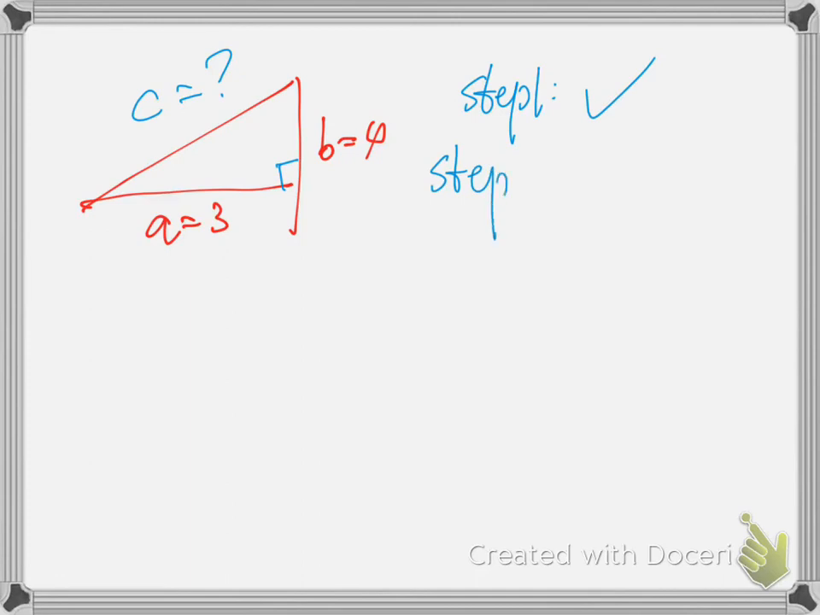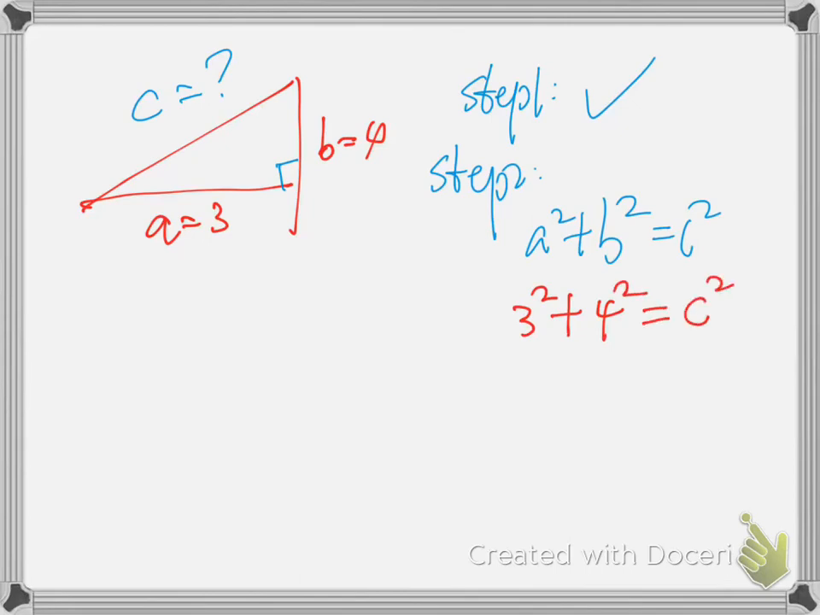Step 2 is the Pythagorean theorem: A squared plus B squared is C squared. What is A? A is 3, so we got 3 squared. What is B? B is 4 squared. Is C squared. So this time is different. You know A and B, and we want to find C, the hypotenuse. C is the one opposite to the right angle.